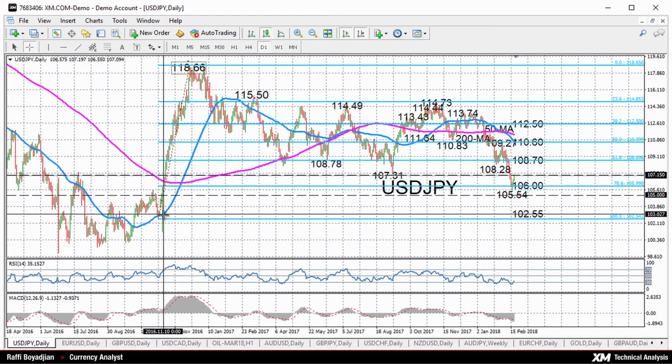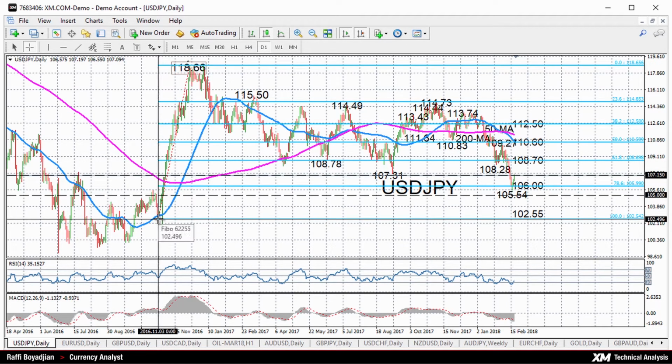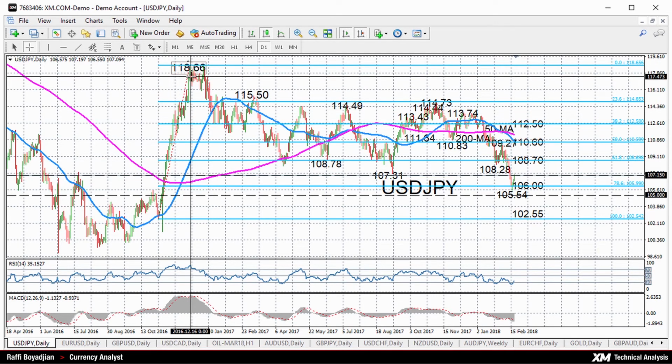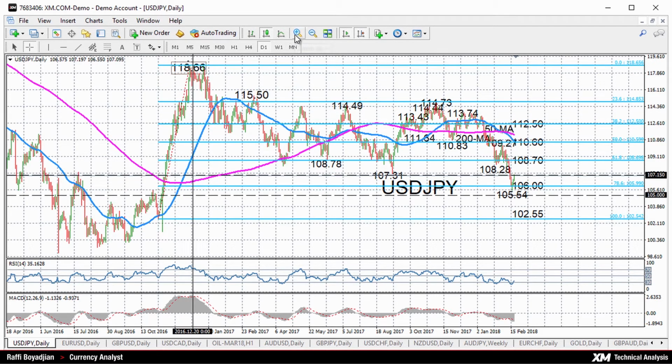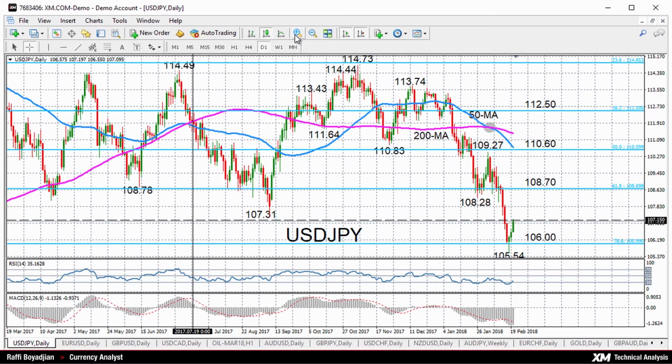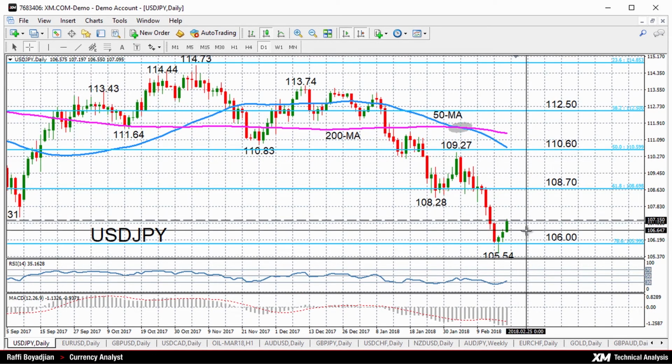And further up, moving back to the daily chart, we've got the 61.8% Fibonacci retracement of that up leg from around 102.54 to 118.66 back in late 2016.